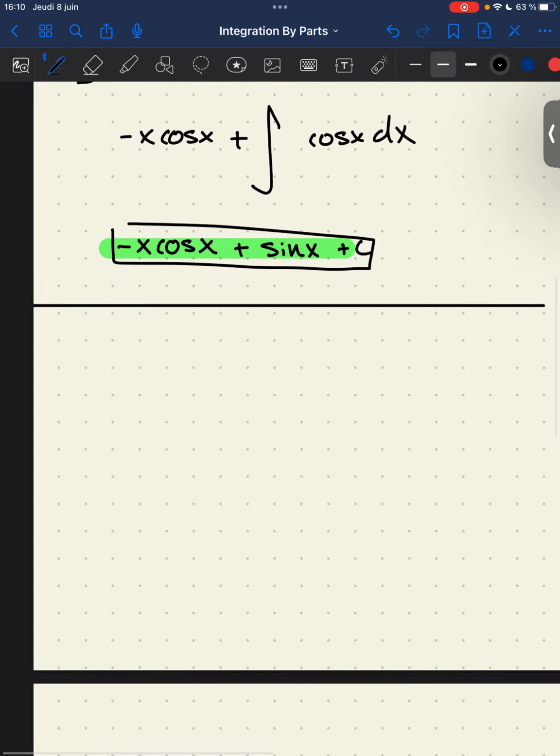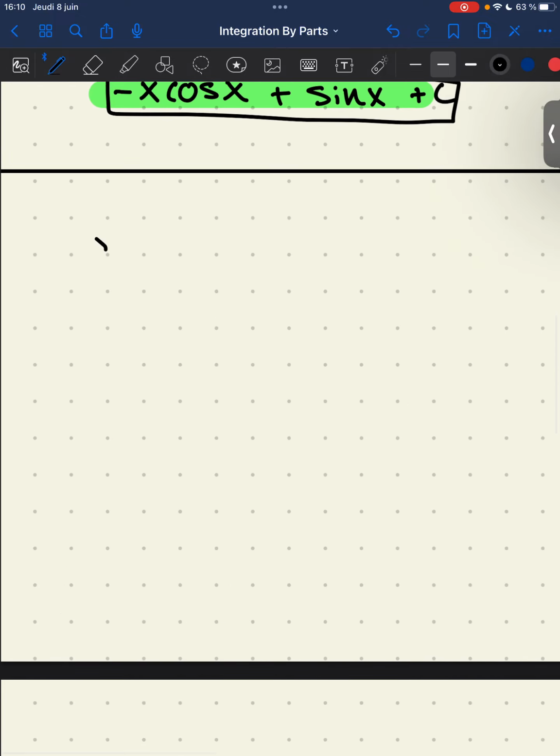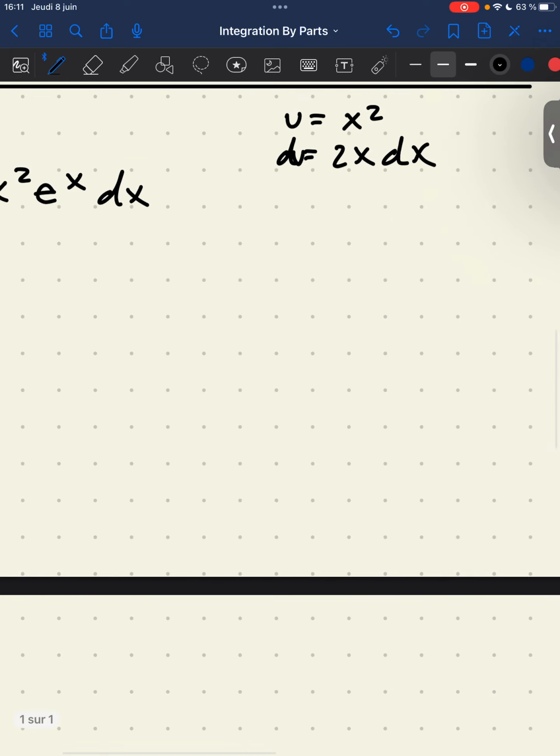Now, not all your integration by parts problems will be this simple. Let's do one where it has repeated integration by parts. In this case, it is still easier to differentiate the x squared. You can let x squared be u. Du would be 2x dx. And then v and dv would come from the e to the x dx.